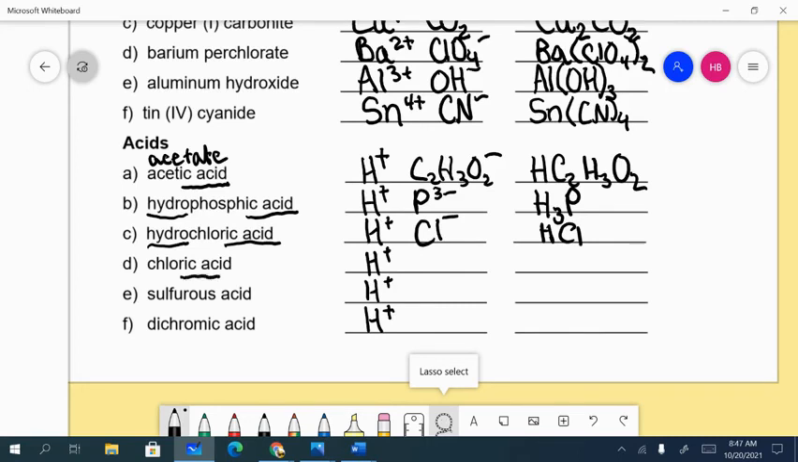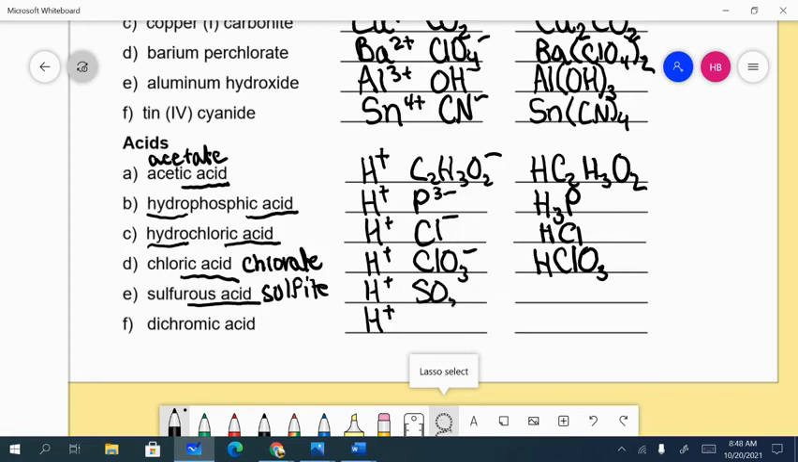Chloric without a hydro means that it used to be chlorate. So I'm going to look for chlorate in my polyatomic ions. And I get ClO3 with a -1 charge. So HClO3 is chloric acid. Now let's look. OUS acid means that I'm looking for an ITE. So I'm looking for sulfite. And that's SO3, and it has a 2- charge. The 2- charge tells me that I need 2 hydrogens, so the formula becomes H2SO3.